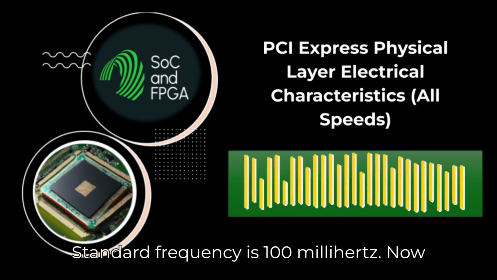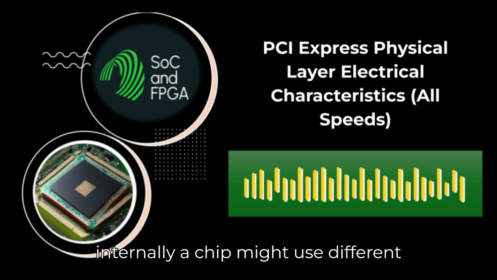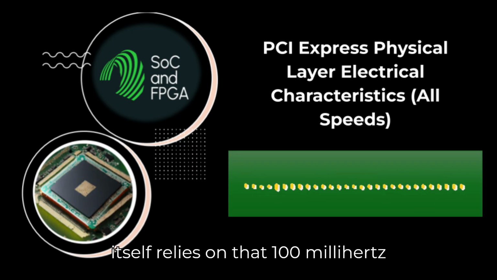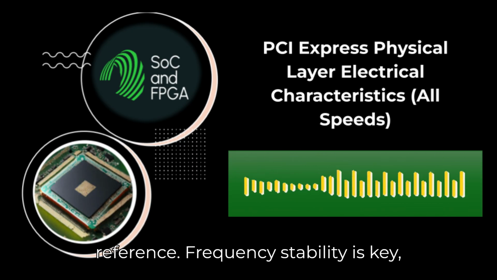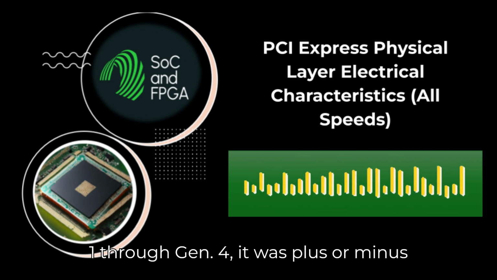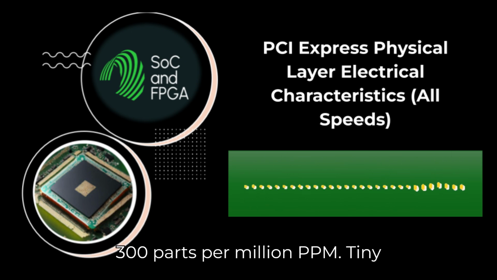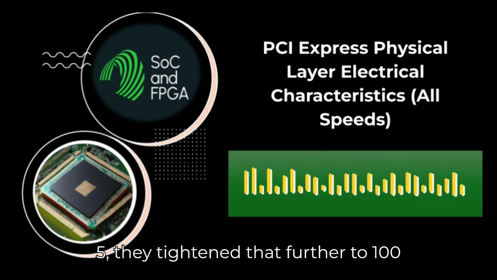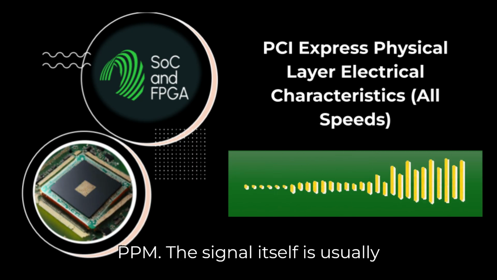Standard frequency is 100 megahertz. Now, internally, a chip might use different frequencies, but the PCIe interface itself relies on that 100 megahertz reference. Frequency stability is key, how much it's allowed to drift. For Gen 1 through Gen 4, it was plus or minus 300 parts per million, ppm. Tiny variations. Tiny, but important. For Gen 5, they tightened that further to 100 ppm.